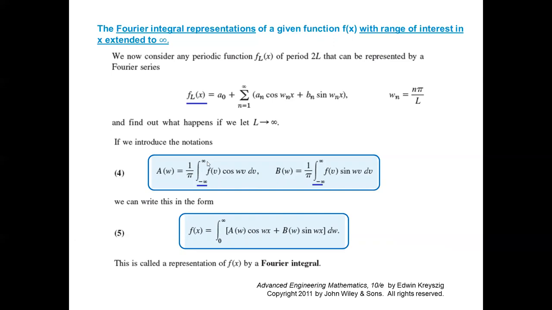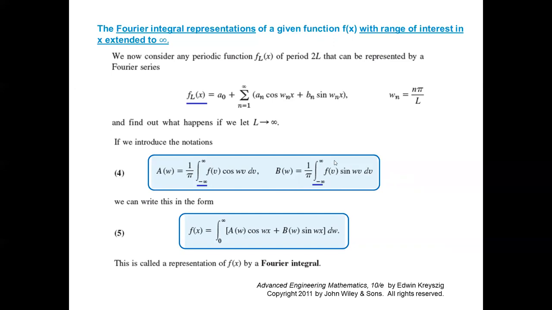if we have a special case, if f is even, cosine is an even function. The product of two even functions is an even function. So in that case, we have this integral reduced to double the amount, and then we can integrate from 0 to infinity.